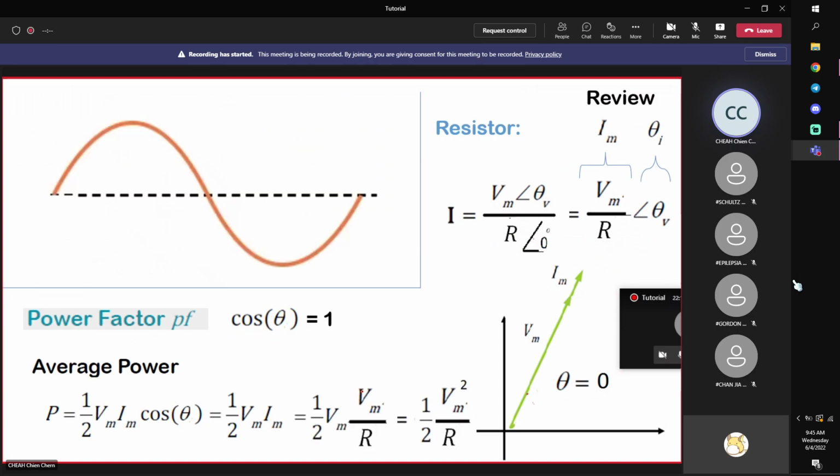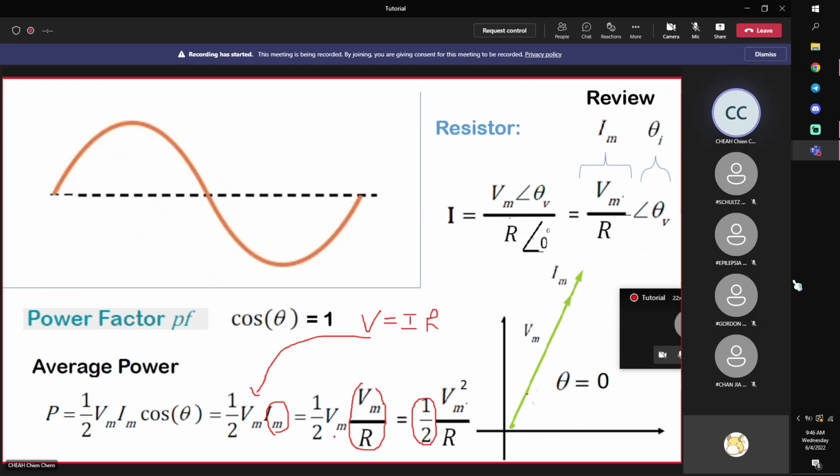Now, take note that for resistors, because Ohm's law applies, V is equal to IR, right? V is equal to IR. Therefore, you can also substitute this Ohm's law into here. In fact, I is equal to V over R. Then you can calculate the average power based on V squared over R. If you substitute V into here, you can also calculate it based on I squared R.